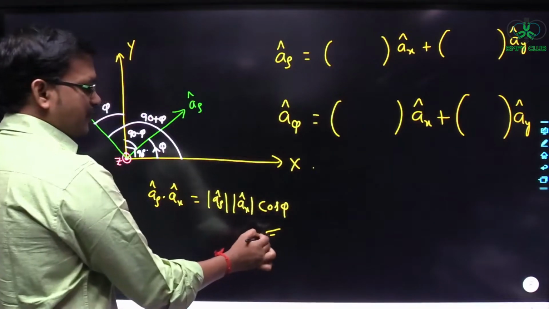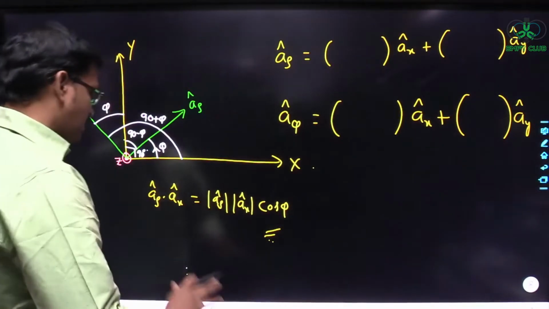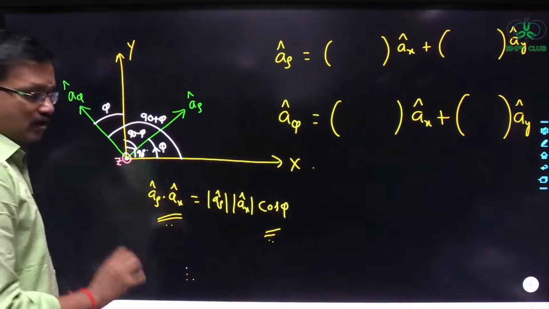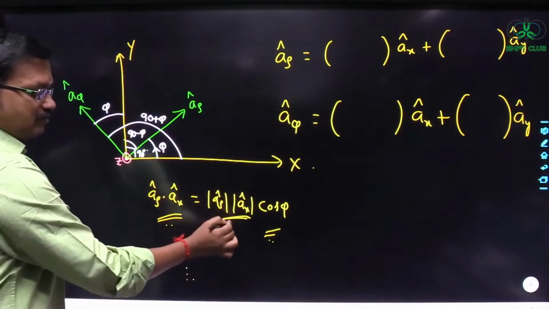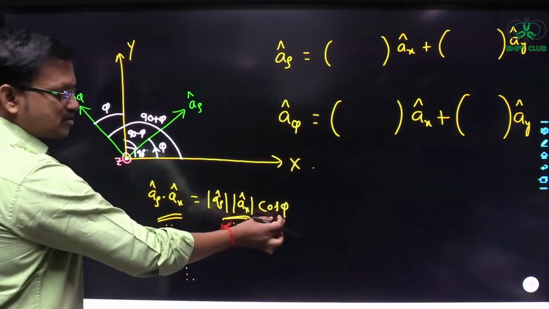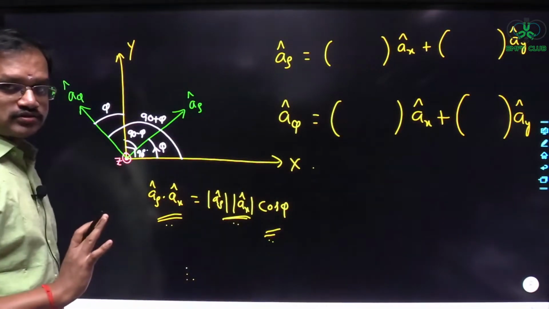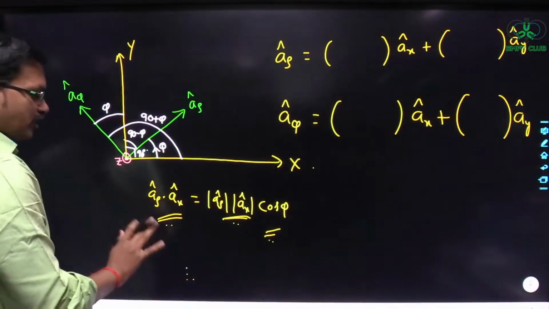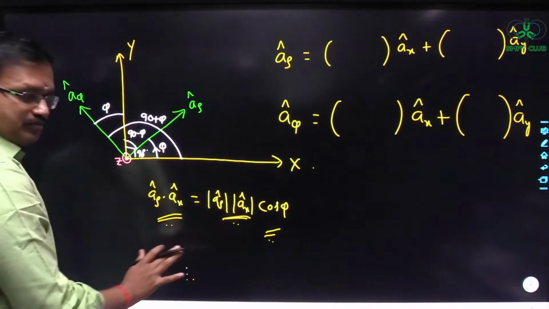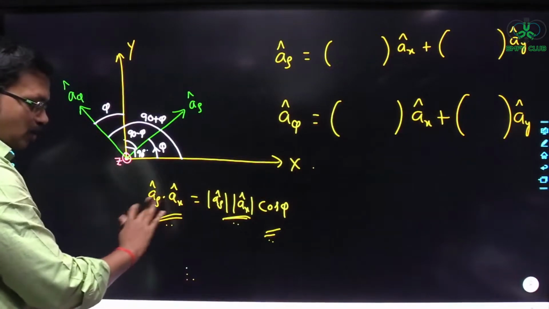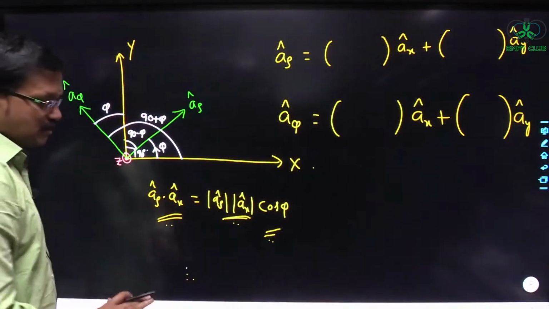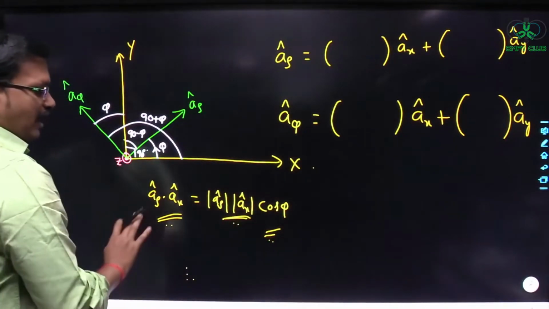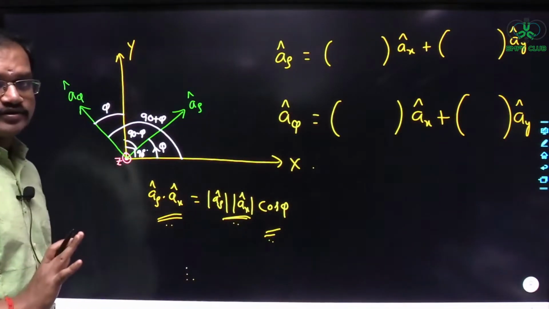That is cos phi, right? Whenever you are doing the dot product between two unit vectors, the magnitude will anyway become 1. Just write down cos of the angle between those two, and that is going to give you the component. There is no need to write this step every time. Whenever you take the dot product between two unit vectors, the magnitude is always 1, so write simply cos of the angle between those two unit vectors.